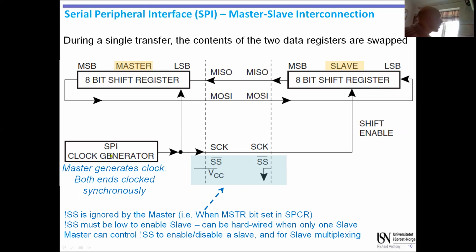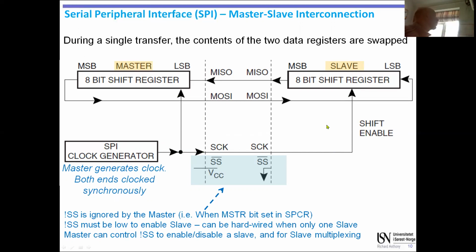And we have the clock. So if this is the master side, we generate a clock. The other side does not generate a clock. And the clock controls both sides. So the clock goes directly here, but is also sent through a wire, which is also part of the programming interface, to the other side.